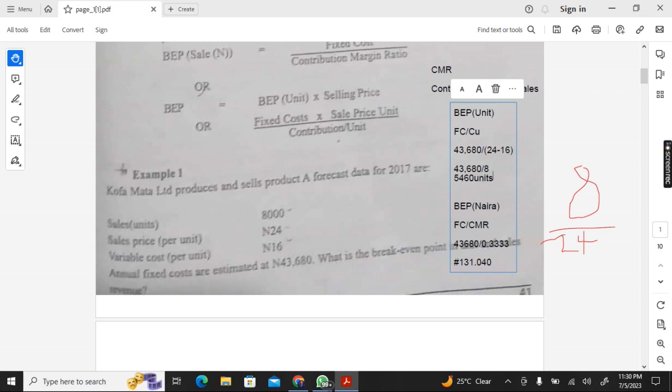Yes, sir. So the break-even point, if you're calculating the CMR, let's try another formula for this particular one that we just calculated now.